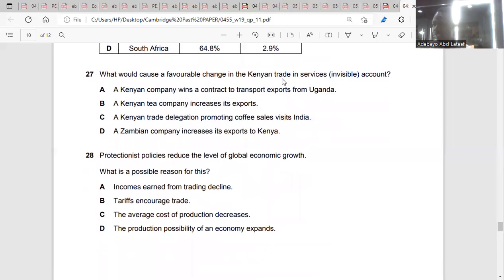Yeah, now 28. Protectionist policies reduce the level of global economic growth. What are possible reasons for this?